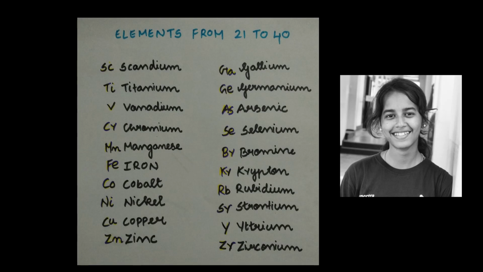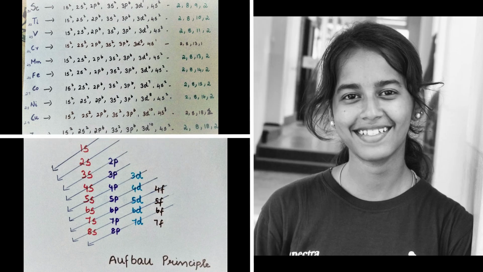Now let us see the electronic configuration of elements from 21 to 40. 21 is scandium, so its atomic number is 21. We will write 1s2, 2s2, 2p6, that is 6 plus 2 plus 2, 10. Then 3s2, 3p6, that is 6 plus 2, 8. So totally 18 electrons, and the remaining 3 electrons you have to fill. After 3p, which orbital do you have to fill? You have to fill the 4s orbital.